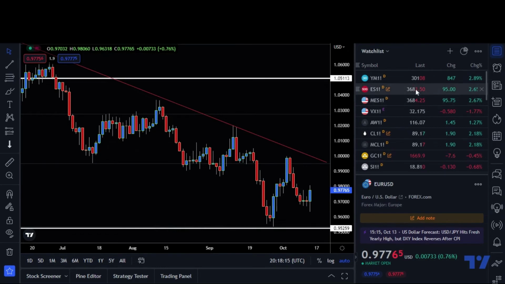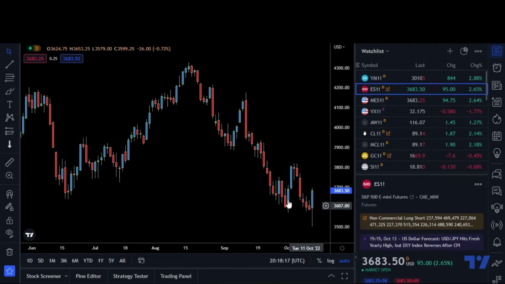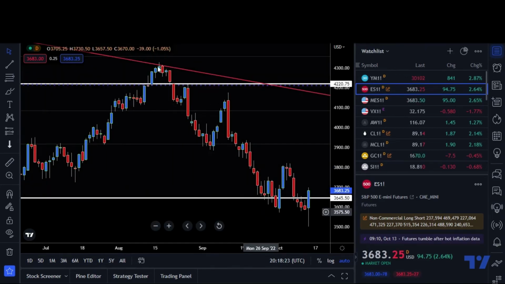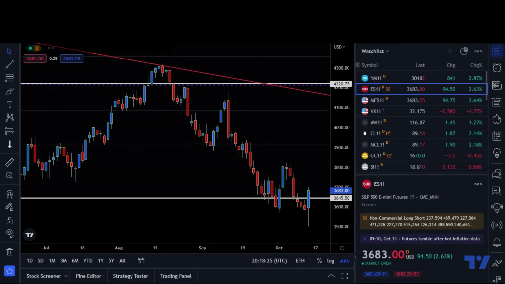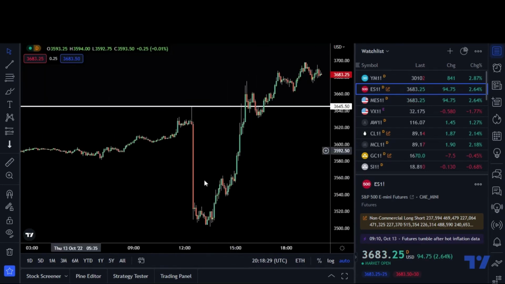Here's another example. I think today the S&P had a big day. So if I was looking at the S&P on the 5 minute today, it's all over the place. It's going up, it's going down.